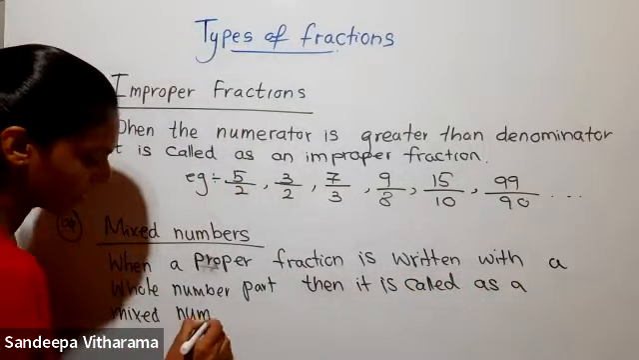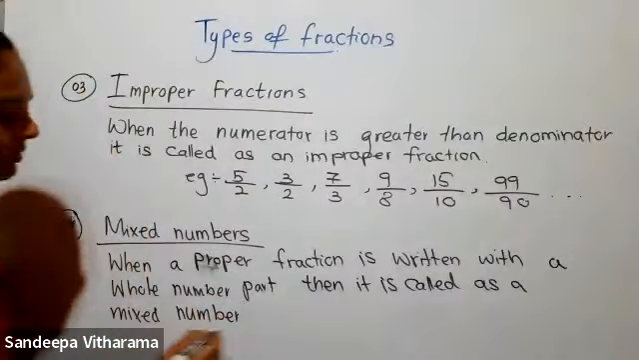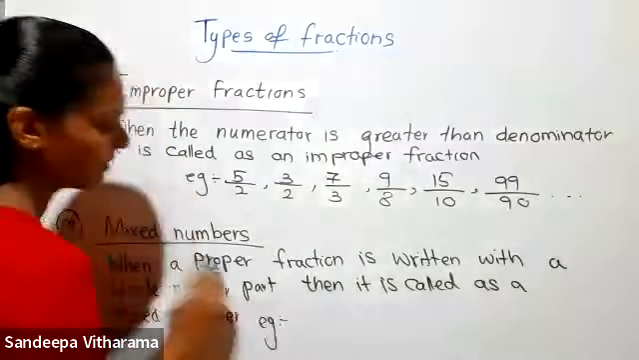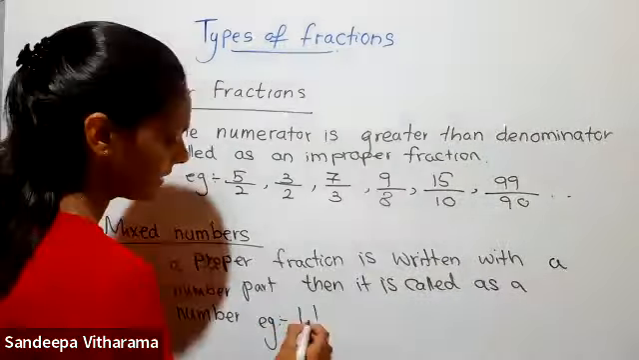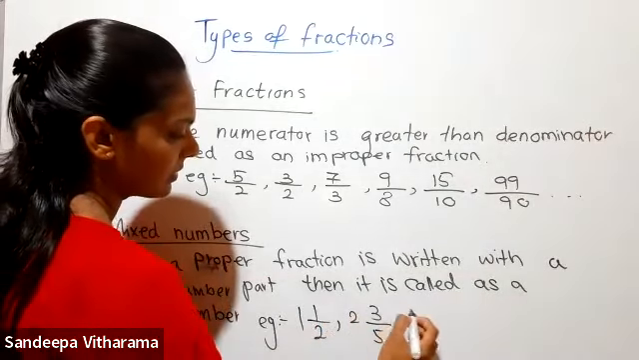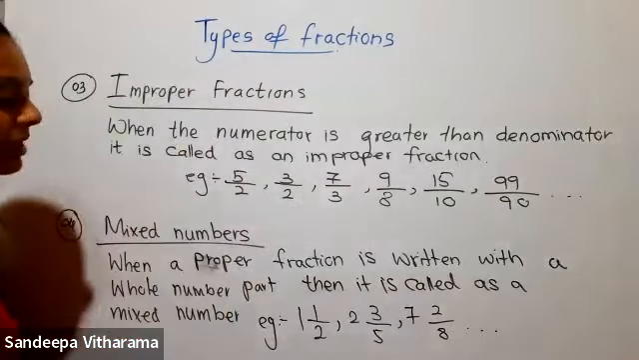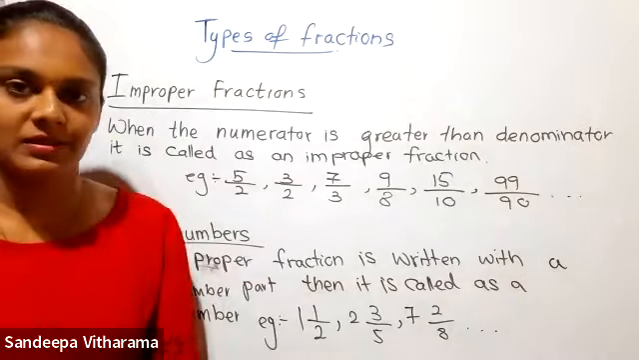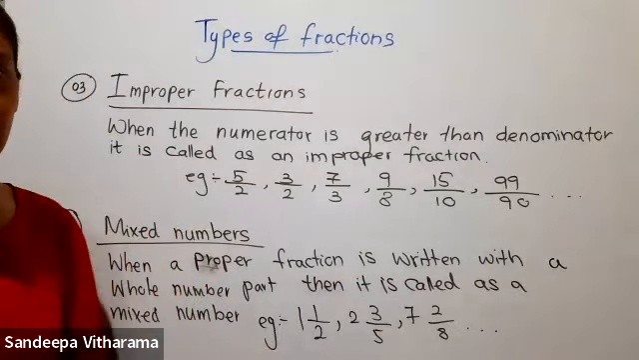Now, actually, what is the importance of knowing this? We should know the conversions between these two. Mixed numbers mean 1 and 1 upon 2, 2 and 3 upon 5, 7 and 2 upon 8. Always a proper fraction is written with the whole number part. Then they are called mixed numbers.